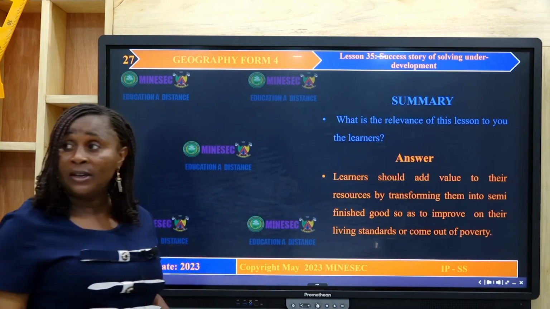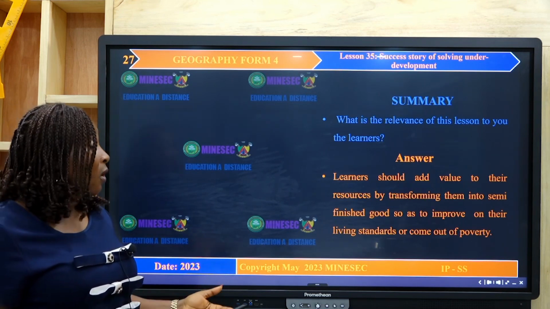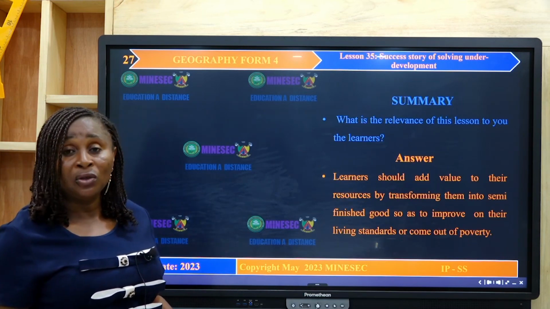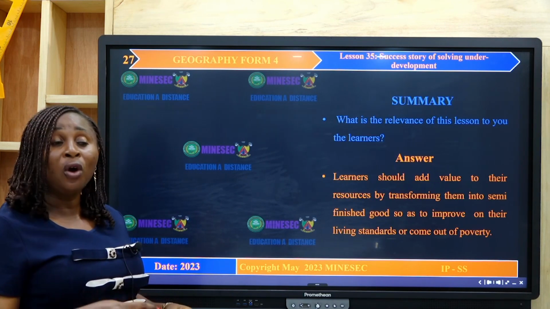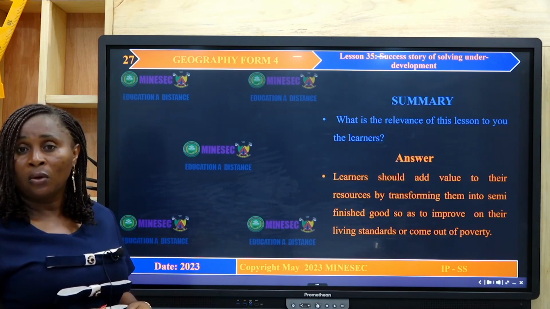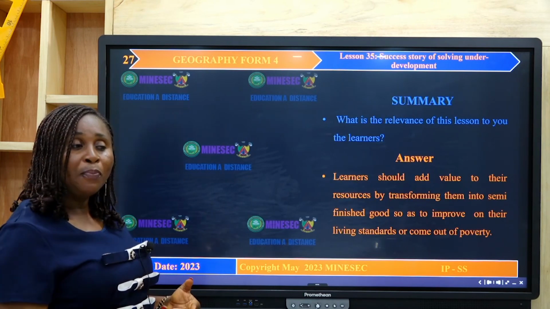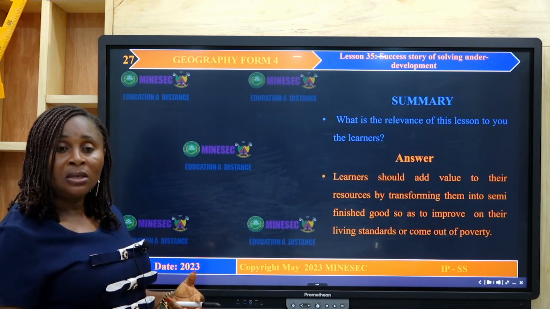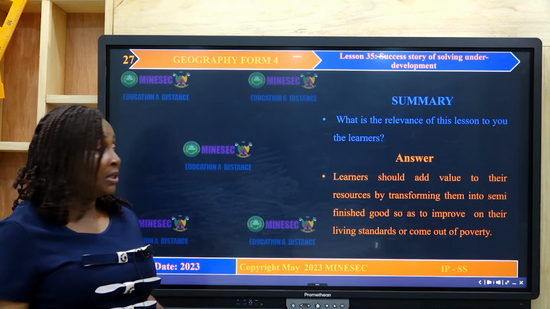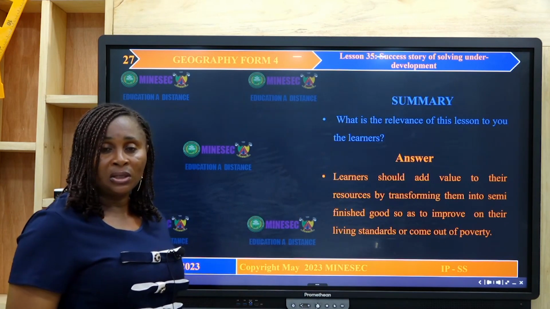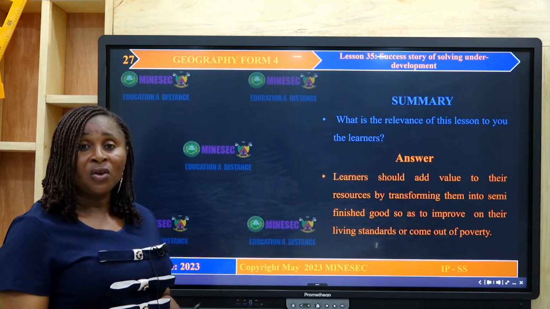Now, the relevance to the lesson: learners should add value to their resources by transforming them into semi or finished products so as to improve on the living standard and come out of poverty. If you followed the lesson to the end, you would have noticed that a greater portion of the solutions were on what? Transformation, improving on the industrial sector. So a greater part of it is adding value, making our products to have quality and attracting consumption. In that way, we'll come out of poverty and we will solve the problem of underdevelopment. So we copy the example of the emerging countries. Cameroon, for example, should copy the example of these emerging nations so that by 2035, we would come out of poverty.